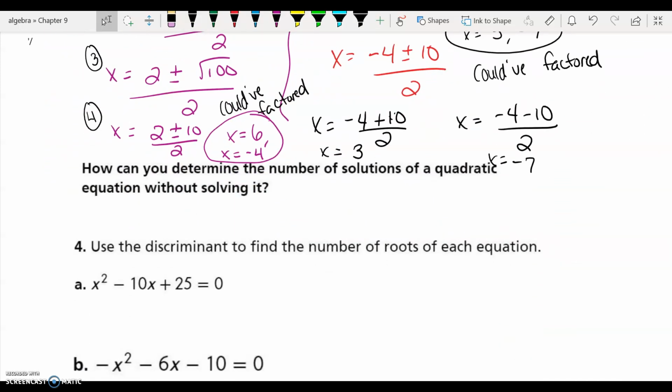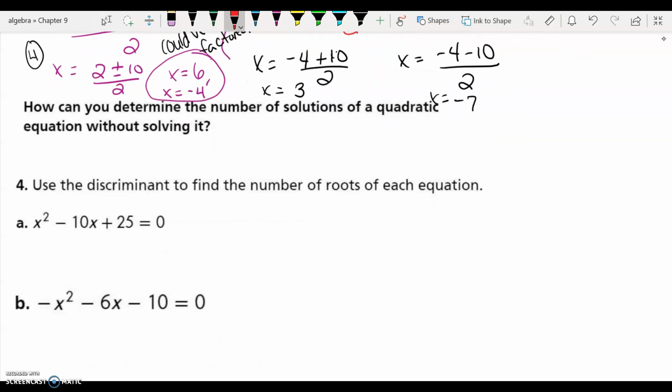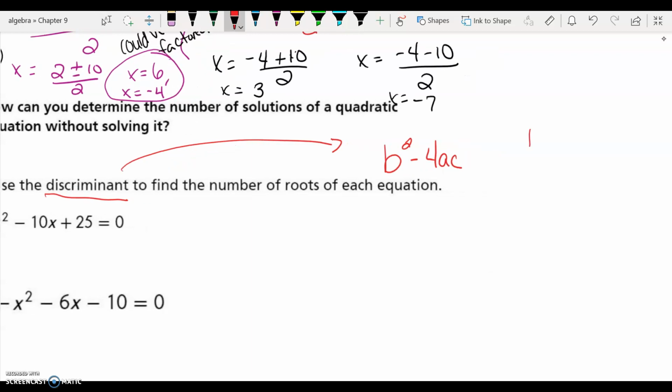Now this one says, how can you determine the number of solutions of a quadratic equation without solving it? So we're going to talk about something called the discriminant. So if it says find the discriminant, what they're talking about is b squared minus 4ac. They're talking about inside the square root. So if your discriminant is positive, that means you have two answers. If your discriminant is 0, that means you have one answer. If your discriminant is negative, that means you have no real solutions.